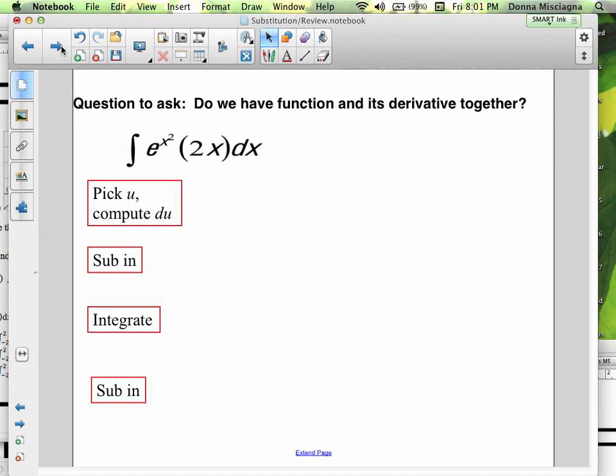All right, so do you have a function and its derivative together? We do.